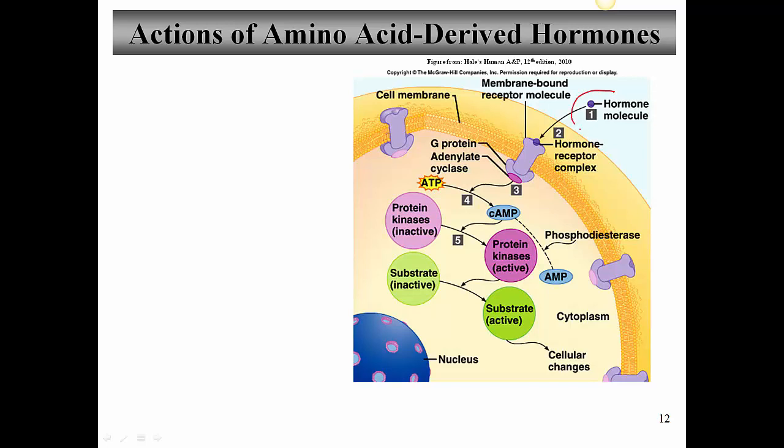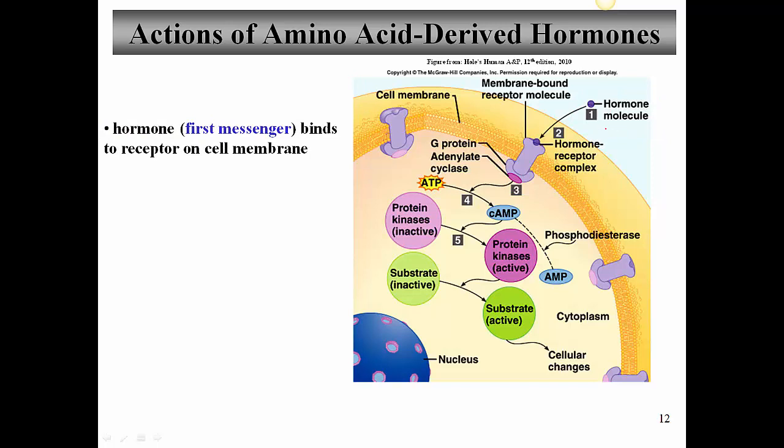The very first step, as you see out here, is that the hormone molecule has to, as always, bind to a receptor. Notice where the receptor is for this class of hormone. These receptors are in the cell membrane. And what the cell membrane actually is going to do is going to pass along the message of the hormone to the inside of the cell. So let's take a look at how this works.